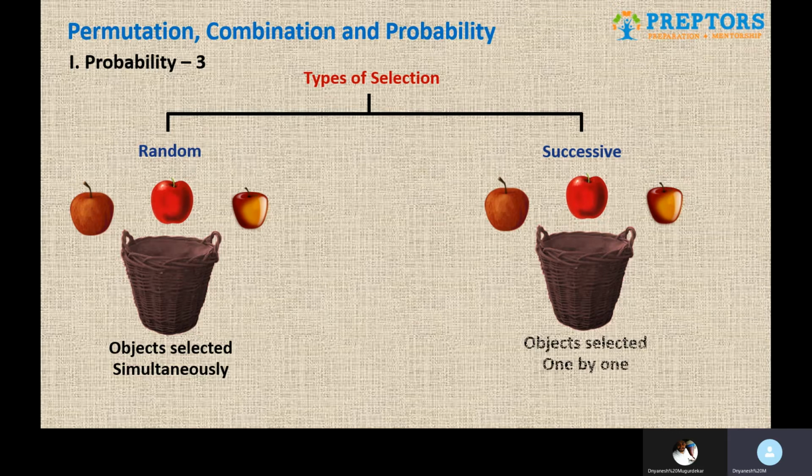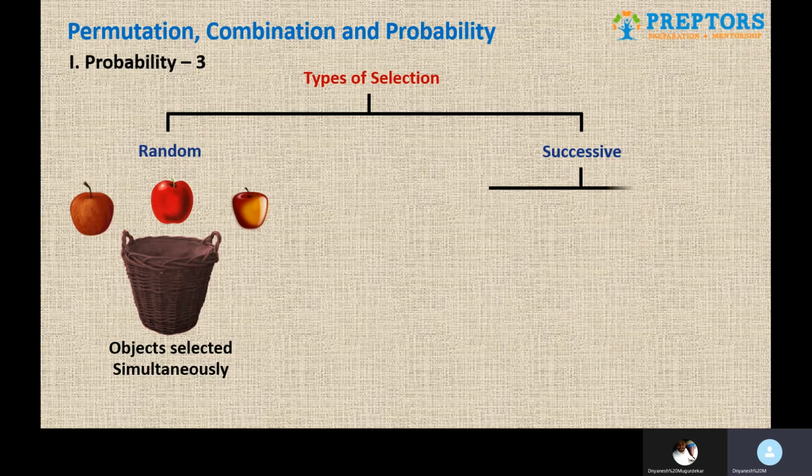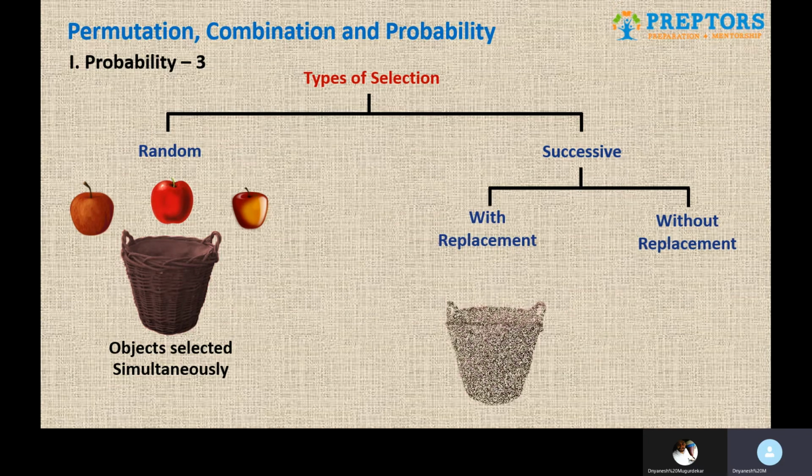So that's a major difference between random and successive selection. Random all together, successive one by one. Now this successive selection can be further categorized into two types. One is with replacement and one is without replacement.